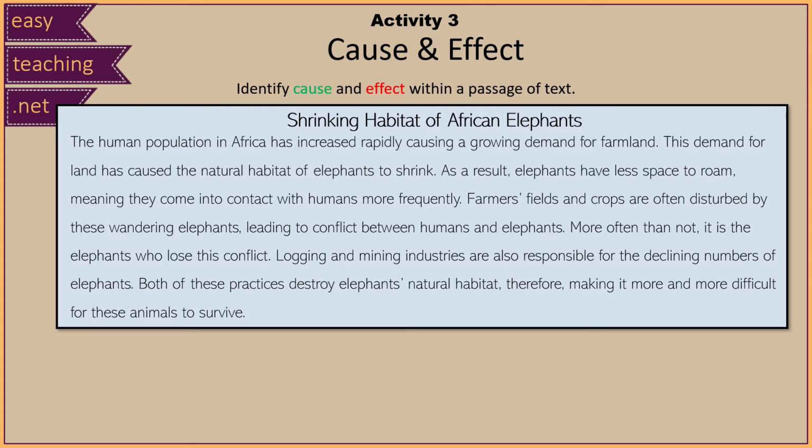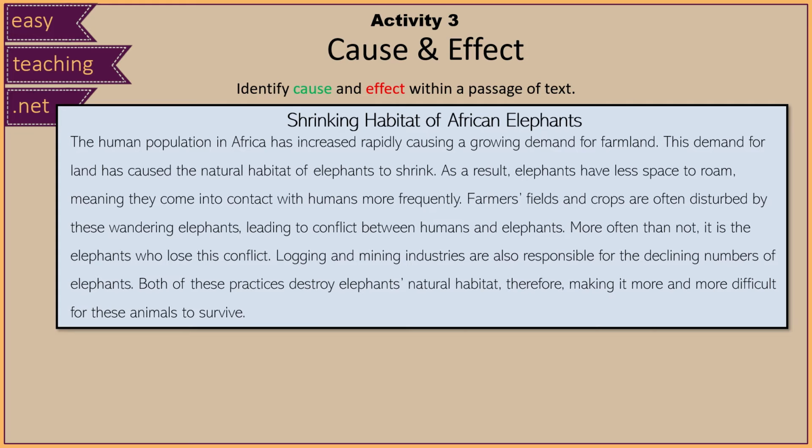Farmers' fields and crops are often disturbed by these wandering elephants, leading to conflicts between humans and elephants. More often than not, it is the elephants who lose this conflict. Logging and mining industries are also responsible for the declining number of elephants. Both of these practices destroy elephants' natural habitat, therefore making it more and more difficult for these animals to survive.